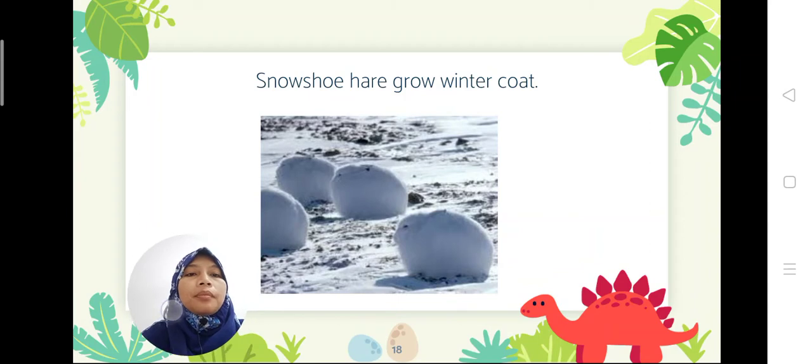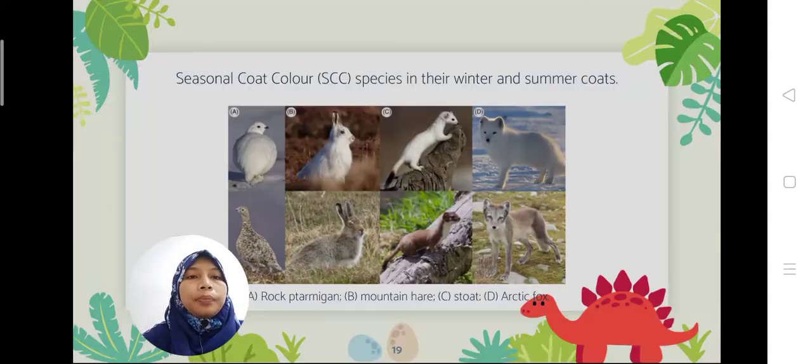For the snowshoe hare, this rabbit, they grow a winter coat. The first layer of the winter coat, which is the hair of this rabbit, keeps it dry from the icy cold or watery snow, and the inner layer will keep them warm with fat. So the snowshoe hare uses a winter coat to keep warm during winter.